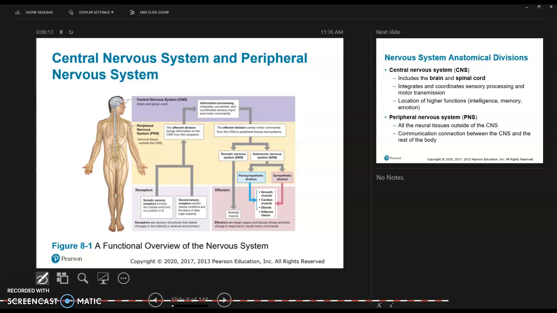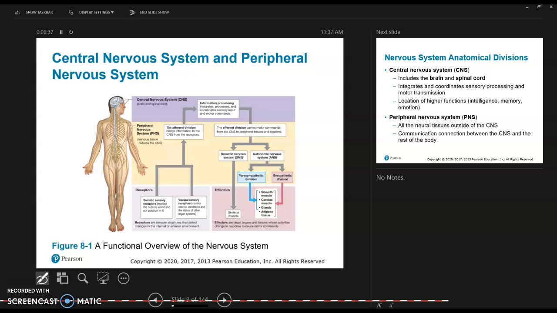Visceral sensory receptors monitor internal conditions, for example, blood glucose levels, the heart rate, the blood pressure, breathing rate, those kinds of things. The amount of oxygen and carbon dioxide dissolved in our blood. So this is going to be internal conditions. And all this information is sent through the afferent division to the central nervous system. And then the central nervous system determines what's going to happen with that information and what the responses are going to be.